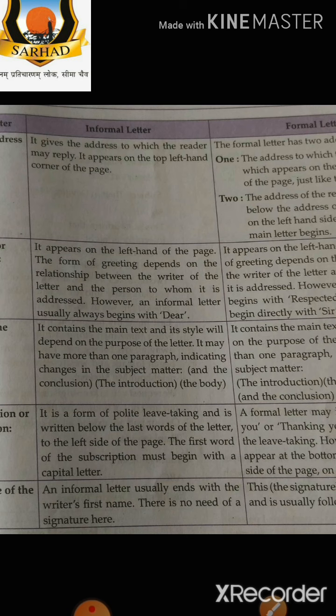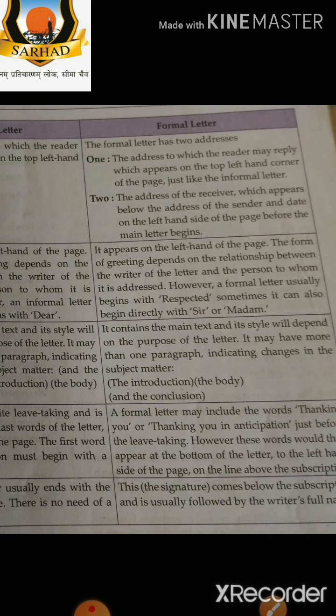So the informal letter gives the address of the sender at the left hand corner of the page. Now in the formal letter there are two addresses. One address, to which the reader may reply, appears on the top left corner of the page, just like the informal letter. The second one, the address of the receiver, appears below the address of the sender, and the date on the left hand side of the page before the main letter begins. Already we have discussed this.